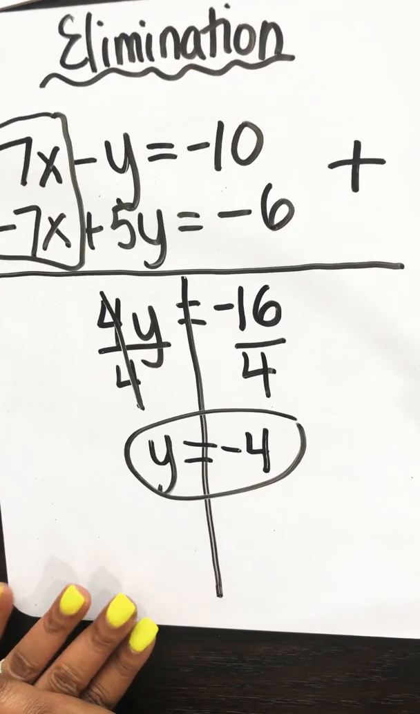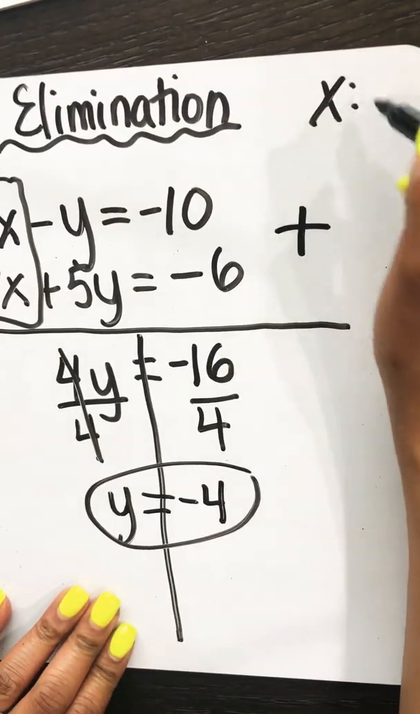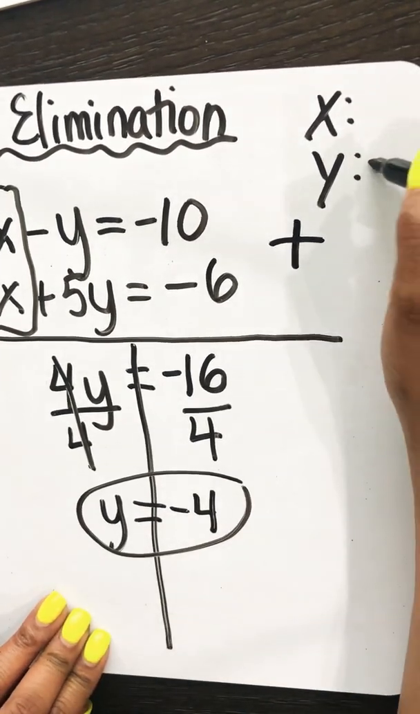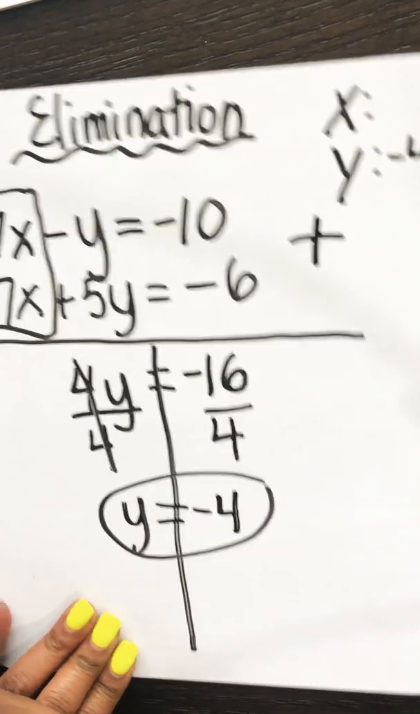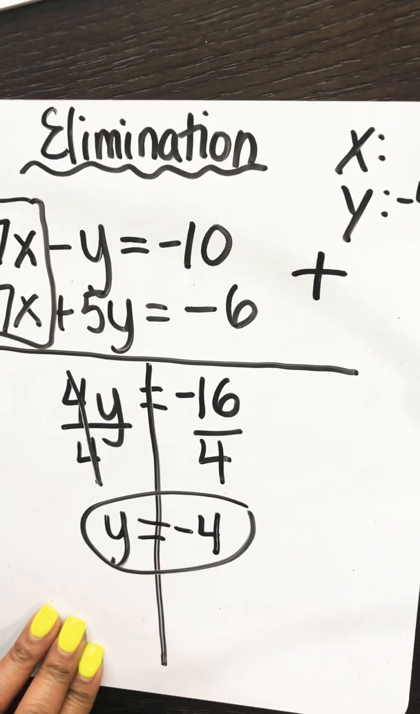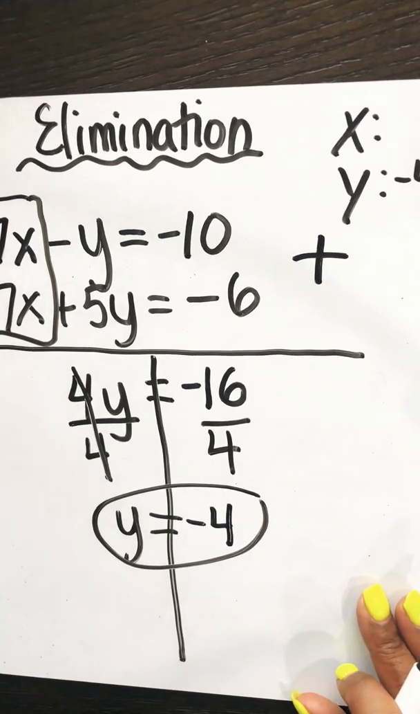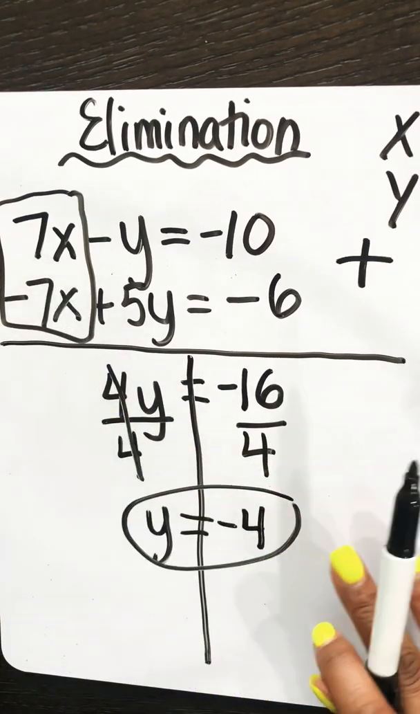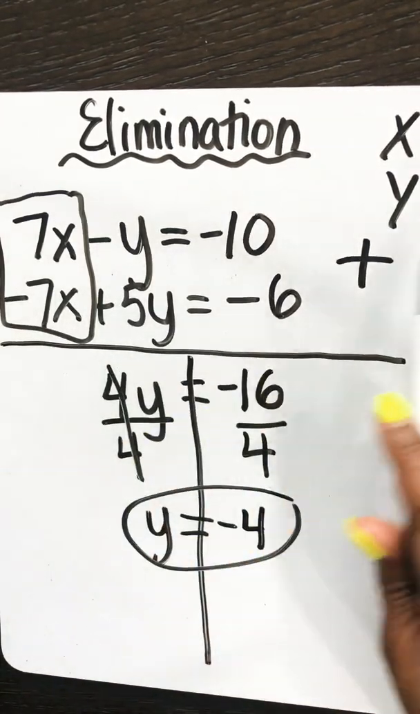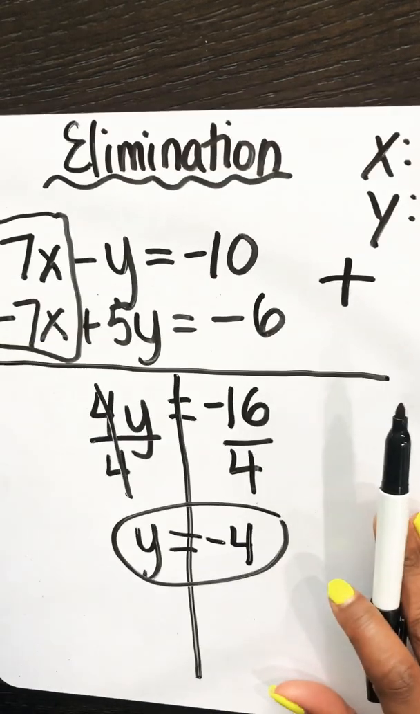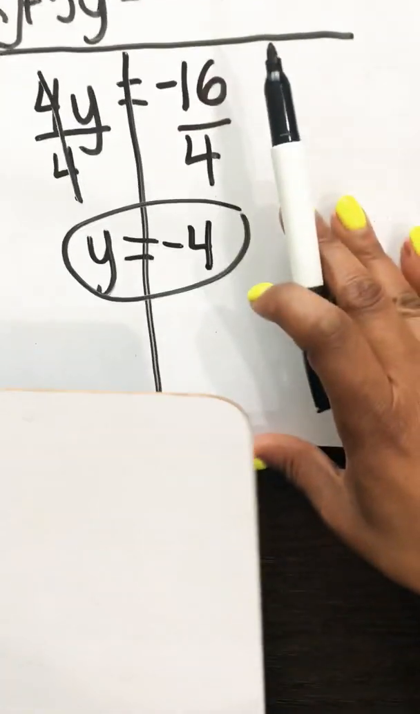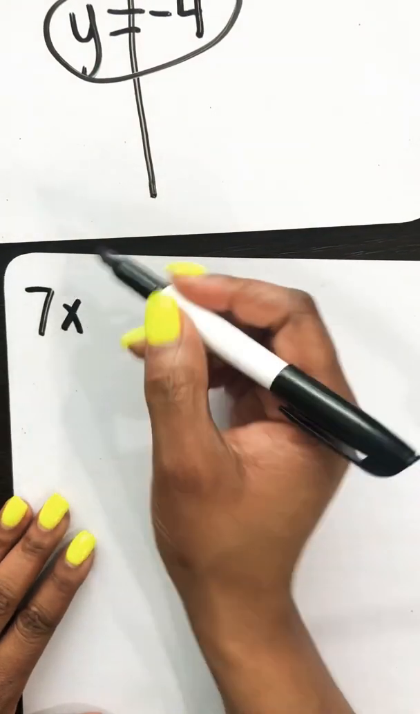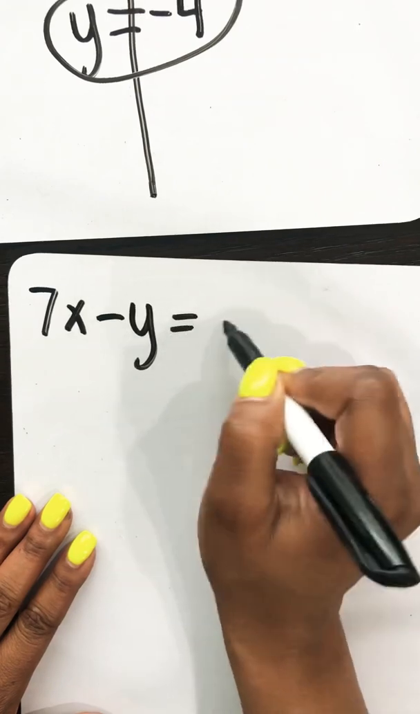So what we have done is we have figured out one of our variables. Remember, the goal of a system of equations is to find x and to find y. So we have found y, and we're going to put a negative 4 there. Now how do we go about finding x? Well, we would find x by taking one of our original equations and substituting y with negative 4. I'm going to choose my first equation, the 7x minus y. I'm going to rewrite it over here: 7x minus y equals negative 10.